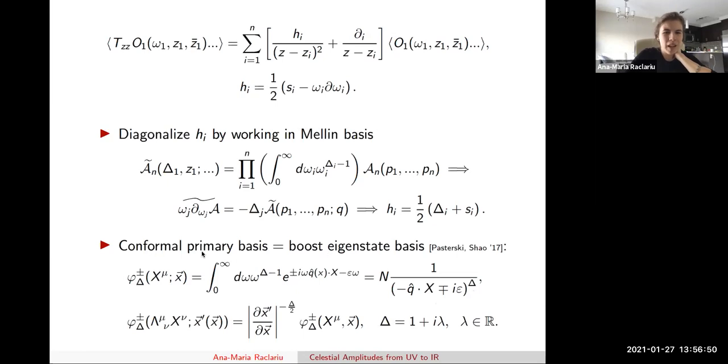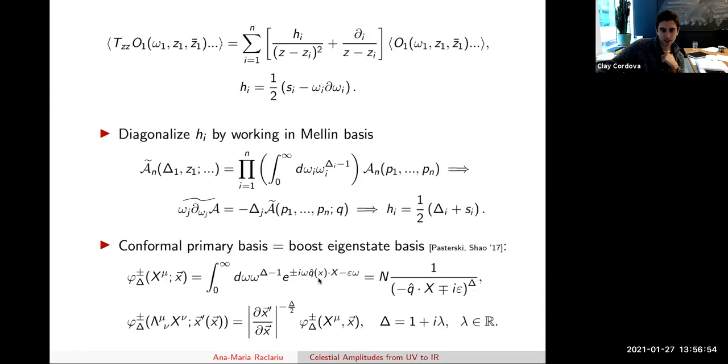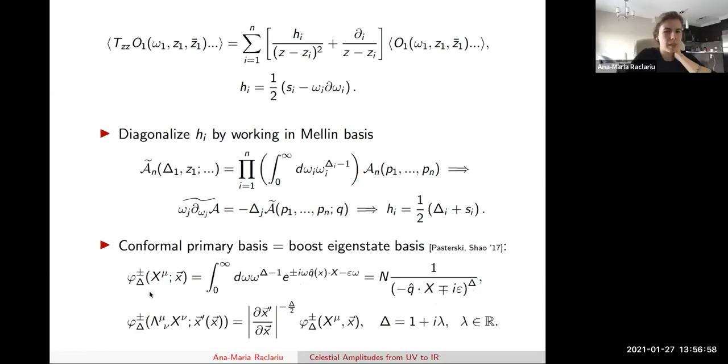So I was saying that Pasterski and Shao showed that plane waves can be expanded in this conformal primary basis. So they're just an alternative basis in which one can express scattering amplitudes, and they found explicit formulas for how these look. So I was saying that this capital X labels a point in Minkowski space, and this little x labels a point on the celestial sphere.